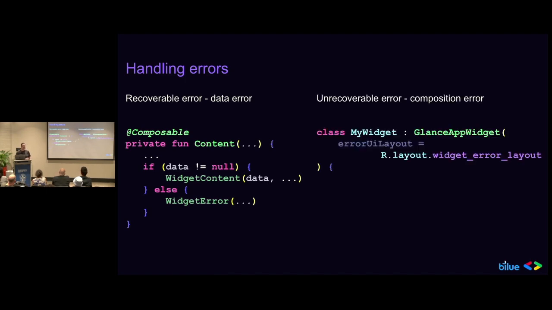There's also unrecoverable errors. So this is when there's a problem with the compose itself. So you've put some bad code in there that for some reason doesn't compose. The widget itself doesn't show anything. You can also have an error UI layout for when everything goes completely wrong. This can be handy if you have a widget and then you update the app and delete the whole widget or change the package name. Suddenly your widgets just die. So you want to actually show the user, please re-add this widget, or something like that. So you can provide a simple XML for that.